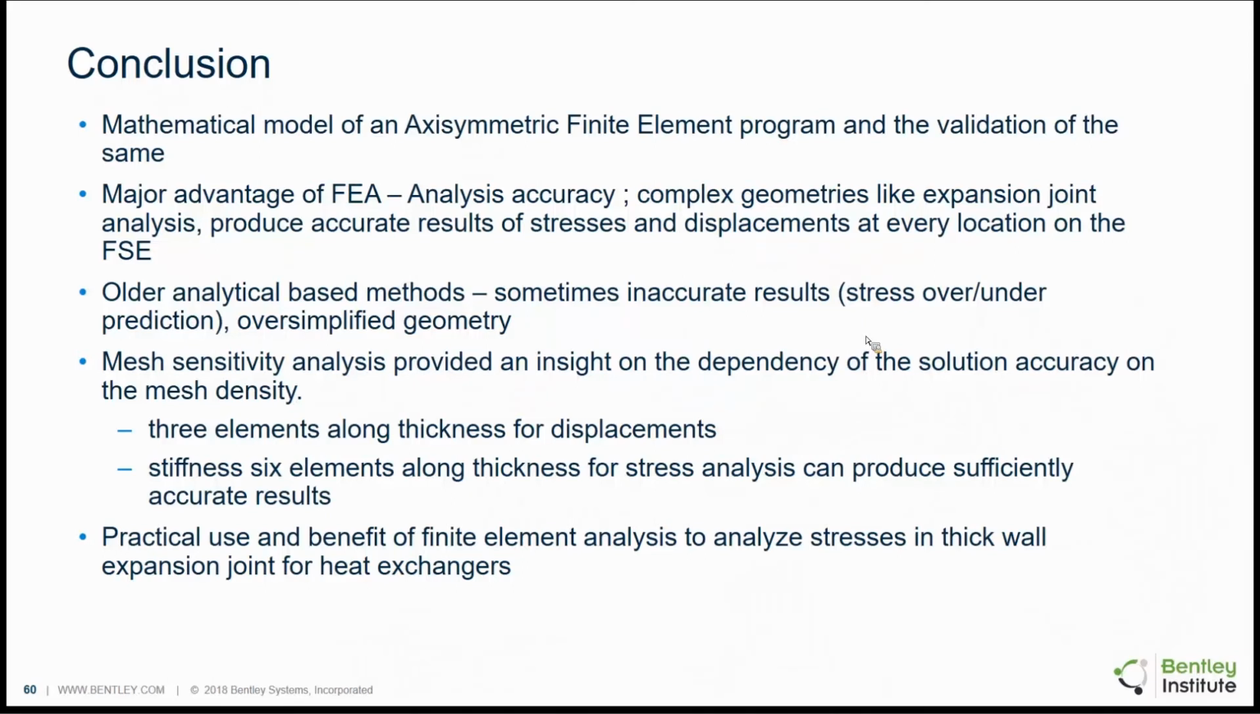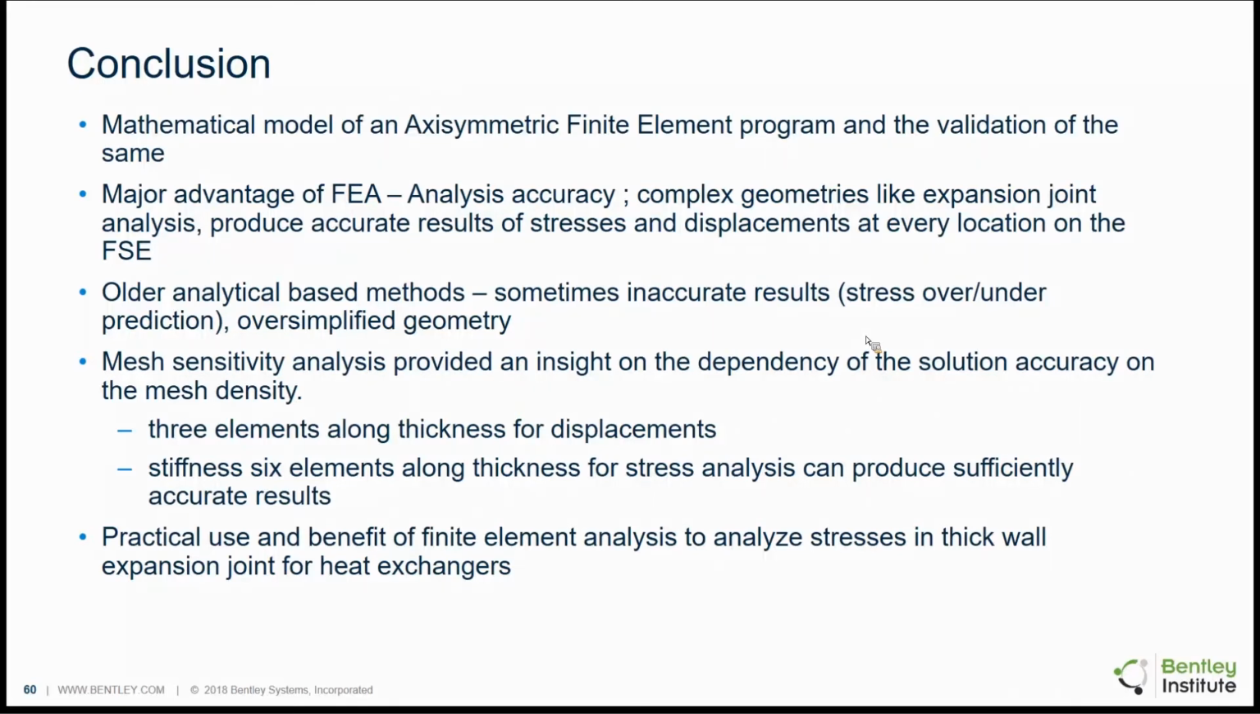So you can analyze at various different points along the geometry of the expansion joint, not just 1 or 2 or maybe 3 sections. The older analytical methods worked earlier. They worked within certain limitations, as we discussed, and sometimes they can produce inaccurate results. They can over or under predict. That is because of the oversimplified geometry, because it's not easy to find an analytical solution for very complex geometry. So there were some assumptions which we talked about, and because of that oversimplified geometry, it could have produced over or under prediction of stresses.